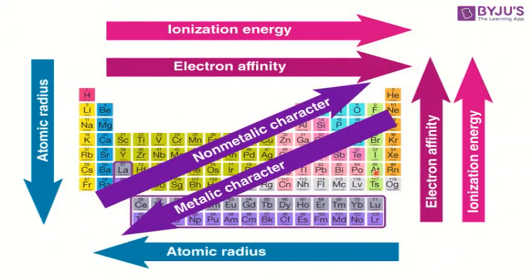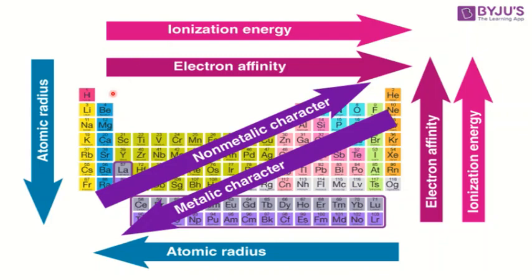Look here. Here there are some periodic properties. Here the change of these properties is shown in the periodic table. Here look, atomic radius gradually increases from right to left. Dear students, this arrow sign means it gradually increases. It gradually increases from right to left means it gradually decreases from left to right. In the same way, atomic radius gradually increases from top to bottom.